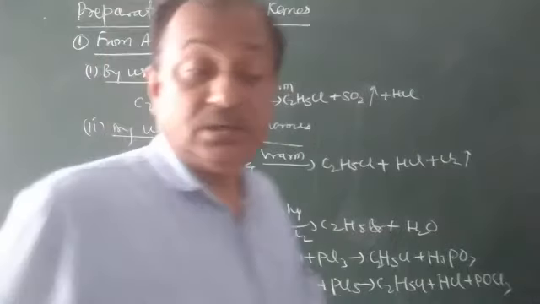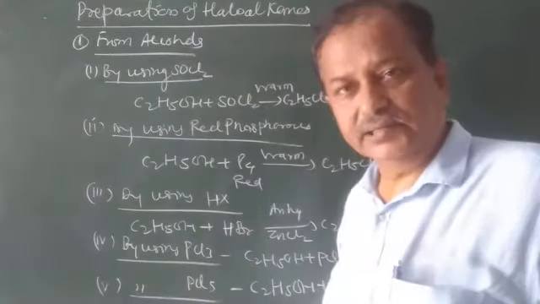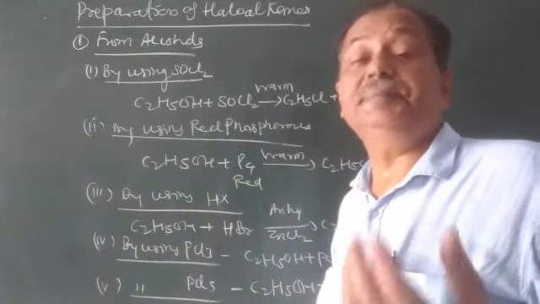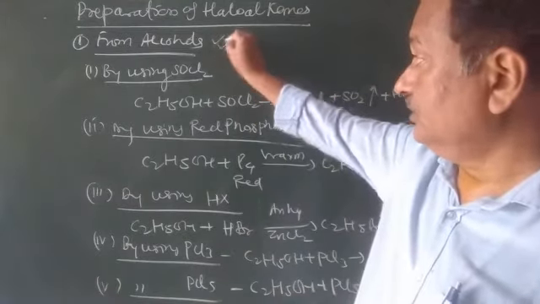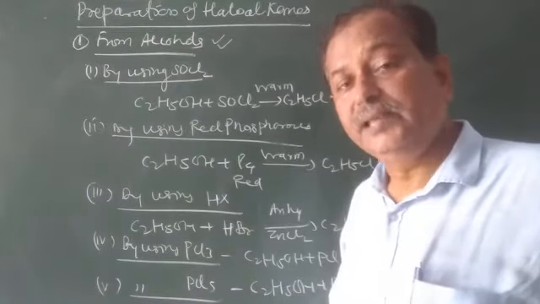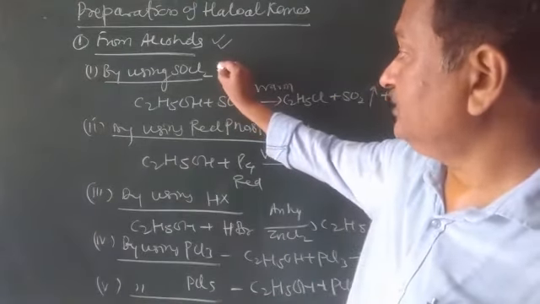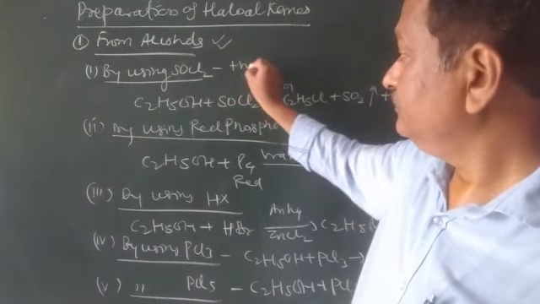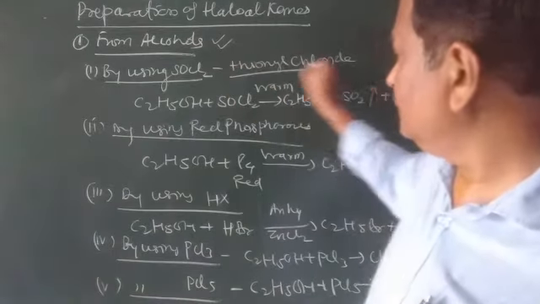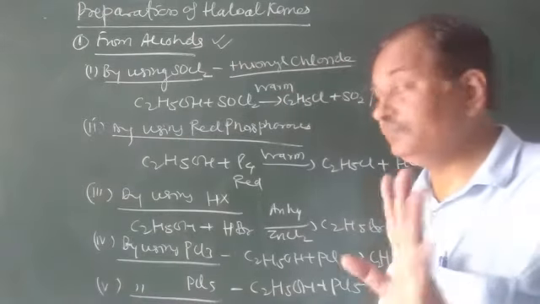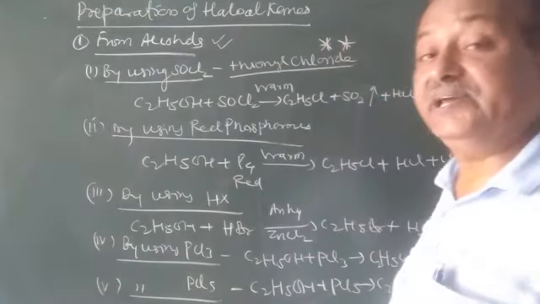Now coming to the next very important part, I am going to explain the preparation of haloalkanes. Children, haloalkanes can be prepared by a large number of chemicals, and first is from alcohols, which is the best way to prepare haloalkanes, either commercially or in the laboratory. First is by using SOCl2, called thionyl chloride. This method is the best method to prepare any haloalkane.